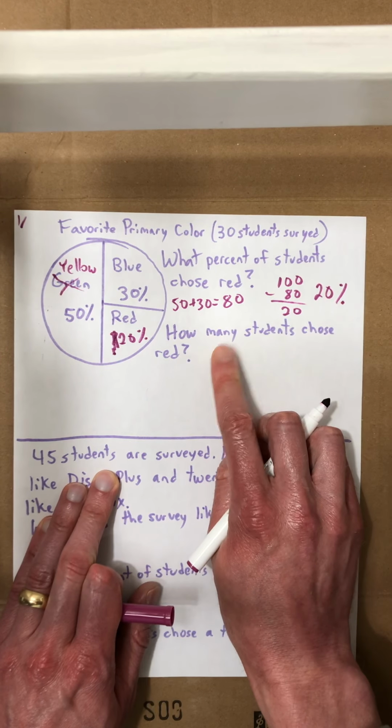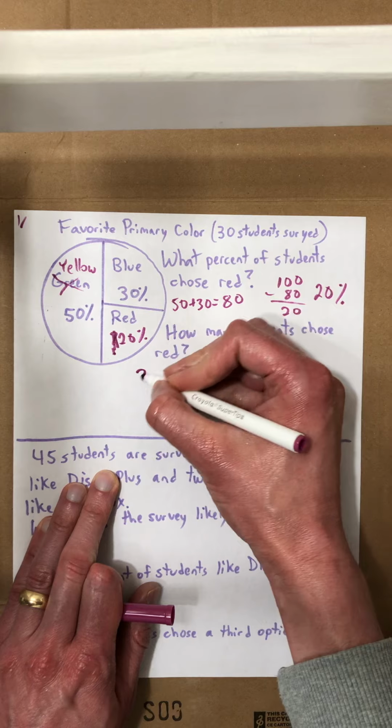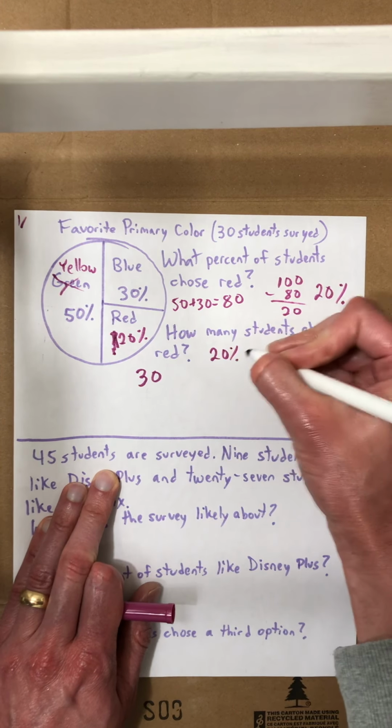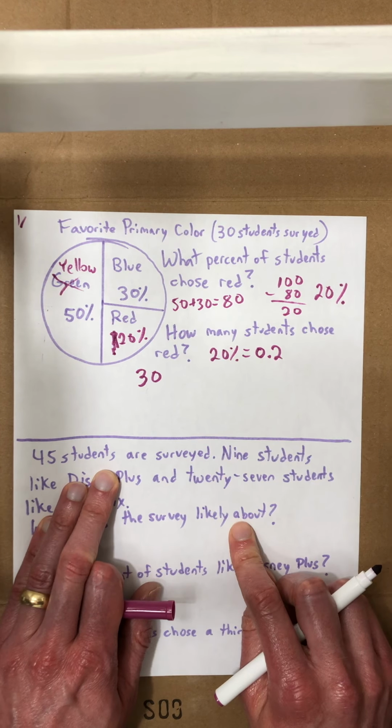How many students is that? Well, 30 students were surveyed, so we're going to do 30, and we're going to multiply it by 20%. But to do that, we need to turn 20% into a decimal, and 20% is the same thing as 0.2.